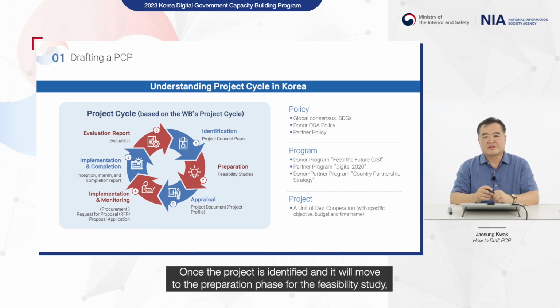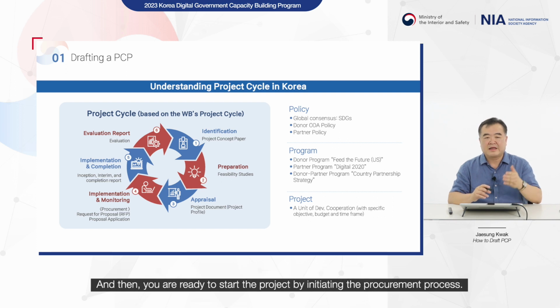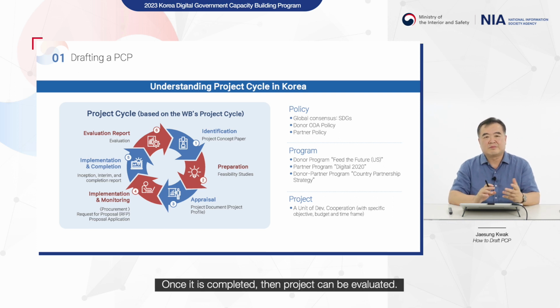Once the project is identified, you will move to the preparation phase for the feasibility study. When the feasibility study is ready, then you prepare all the documents and you move to the appraisal phase for donor and recipient appraisal. And then you are ready to start the project by initiating a procurement process. Once procurement is ready, then you move to the completion phase. Once it's completed, then the project can be evaluated.